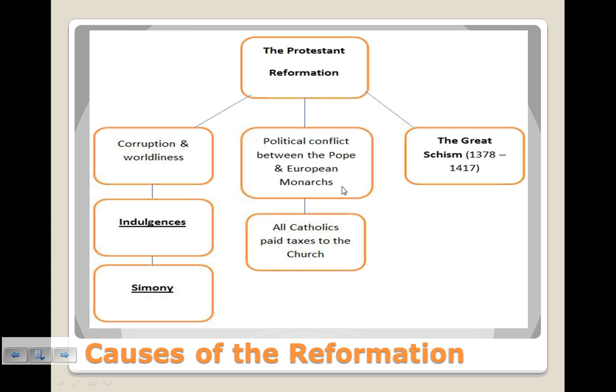Another problem during the period right before the Reformation was a political conflict between the Pope and European monarchs. Now, at this time, European monarchs really began to assert their authority and power, and they weren't too keen on sharing that power with the church. Now, the church had been a huge political influence all throughout the Middle Ages, and they had been a main force of stability during the Dark Ages as well.